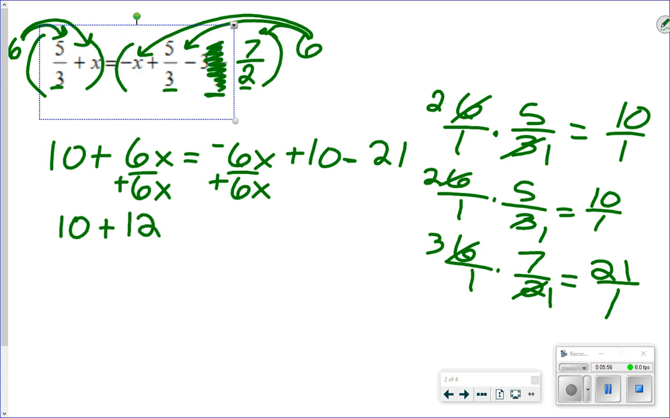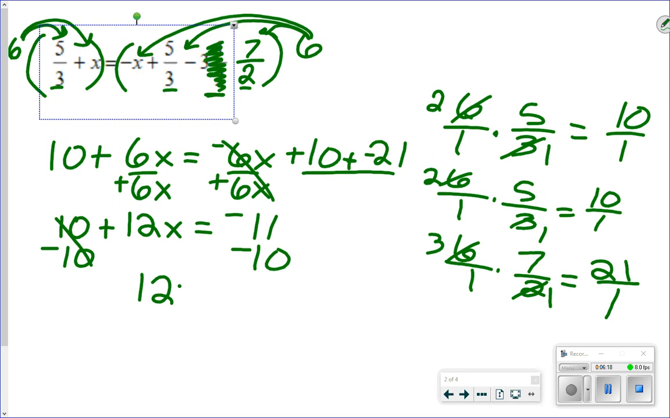This will become 12x over here. These cancel out. And I have minus 21. I'm going to go ahead and combine those two together here. 10 minus 21, or 10 plus negative 21, is negative 11. Then I need to move this 10 over, so I'm going to subtract 10. These cancel. I have 12x still on the left side, negative 21 on the right side.